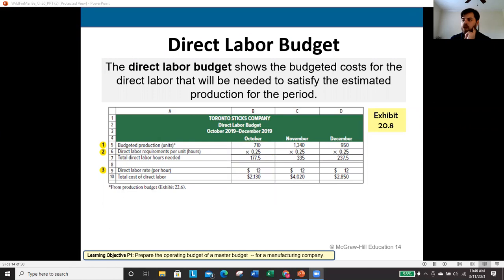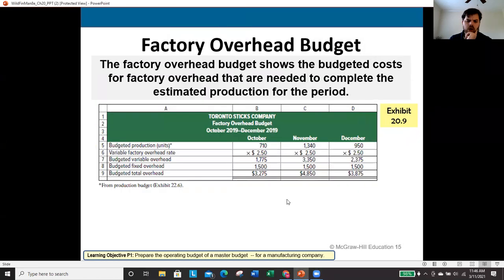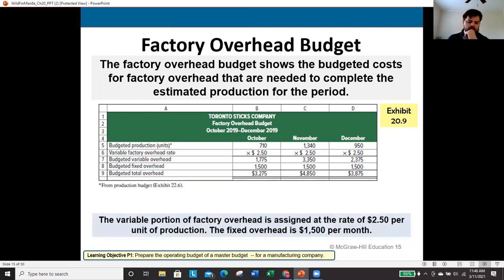So very good. Now, moving into my next budget, we now need to budget for factory overhead. In this case, we will see that our factory overhead budget will show the budgeted costs for factory overhead, of course, needed to complete the estimated production. So we will be needing to factor in my number of units once again from that production budget, which is why I had to do my production budget first.